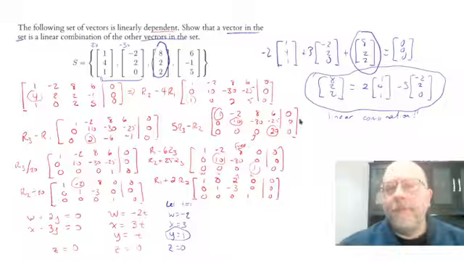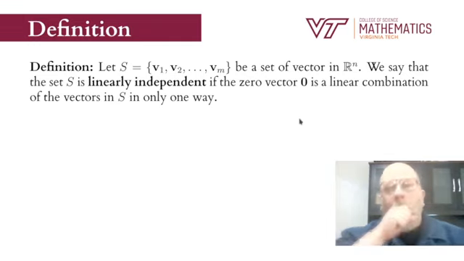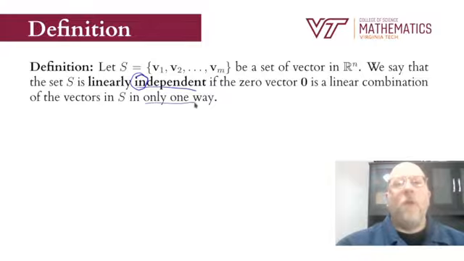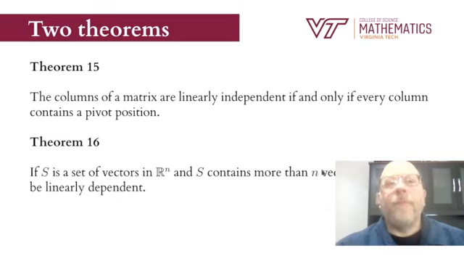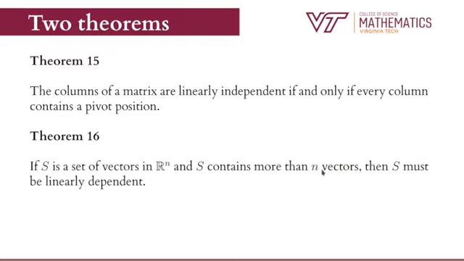All right. Let's move on. So we've already seen this definition. This is just a complementary definition. We say that a set of vectors is linearly independent if the zero vector can be made in only one way. So dependent means many ways, independent means just one way. And now we have some theorems here, and I'm going to turn myself off so we can see those theorems.